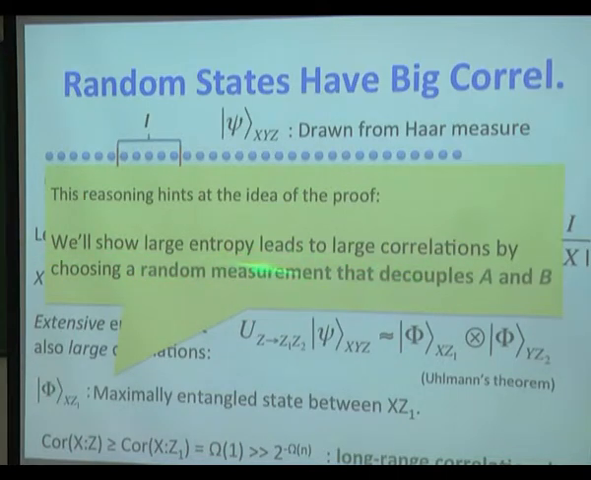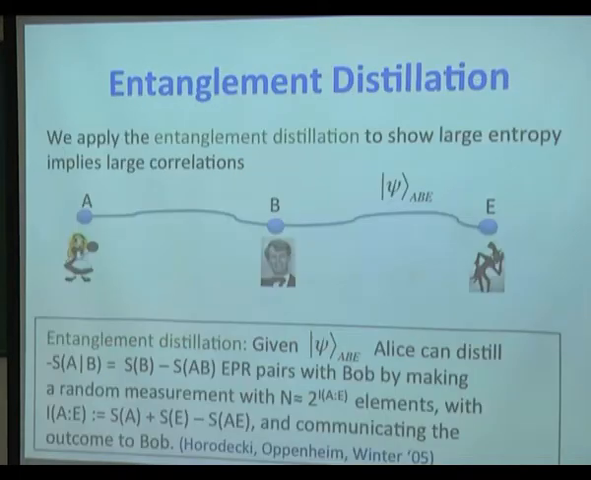Okay. So the way we're going to do that, we're going to try to show these correlations by doing a random measurement on some region, like here on A, in such a way that after the measurement, A is decoupled from B. Okay. This will be much clearer now. So how do we do that? We start by studying these entanglement distillation protocols.